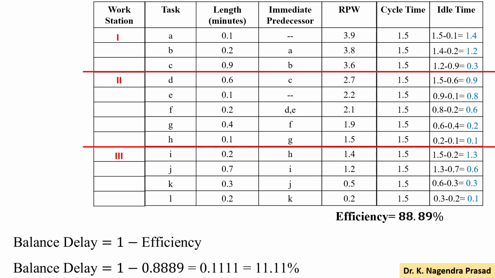So next we have to determine the balance delay, which is equal to 1 minus efficiency, that is 1 minus 0.8889, which is equal to 11.11%.